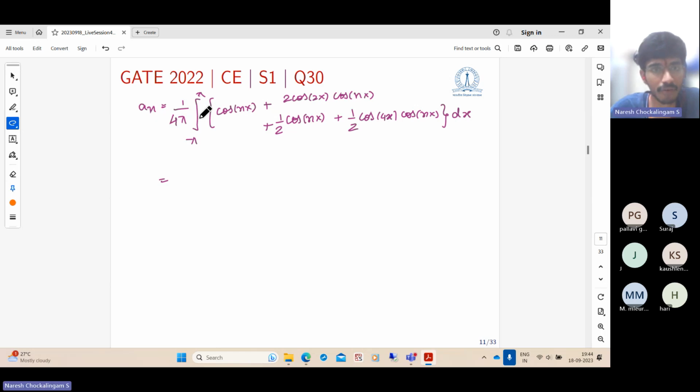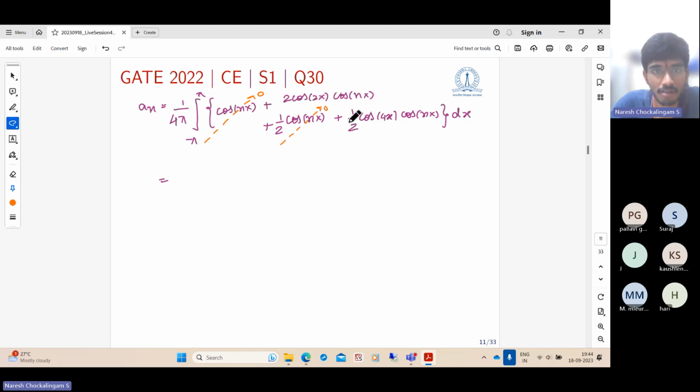Or if you find it hard, you can also integrate it. So cos nx will become sin nx by n, and substitute the limits minus pi to pi. You will get sin n pi minus sin minus n pi. Whatever n is, sin n pi is 0. So the first term vanishes. Similarly, this is just the first term multiplied by half, so this also vanishes.